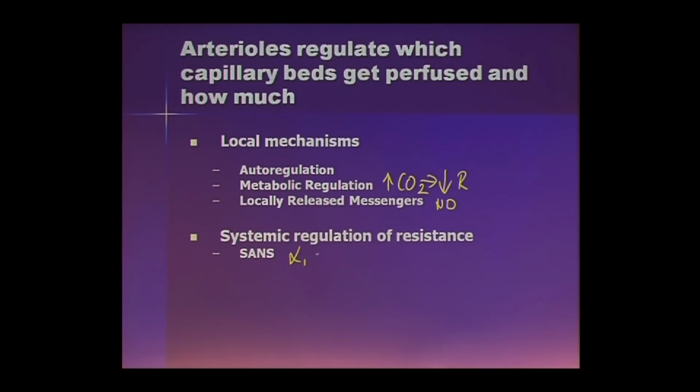And then we have systemic regulation. It is SANS, the sympathetic autonomic nervous system, with alpha 1 constricting and beta 2 relaxing. And you're going to ask me, well, why would the sympathetic nervous system want to relax anything if it's concerned with the brain? Anybody have an idea? Any idea?